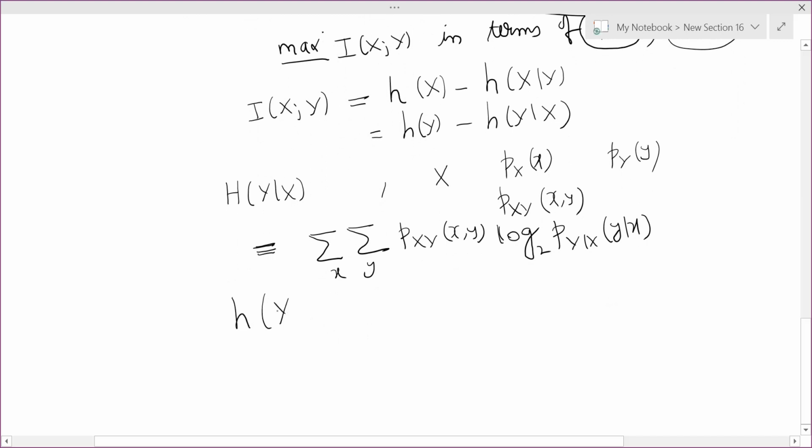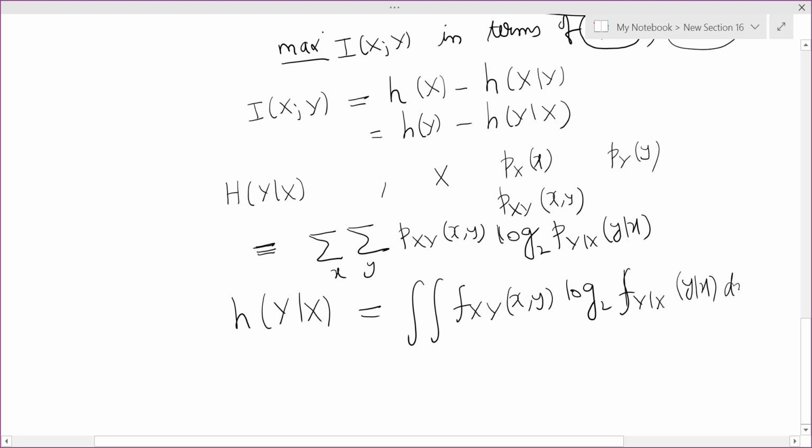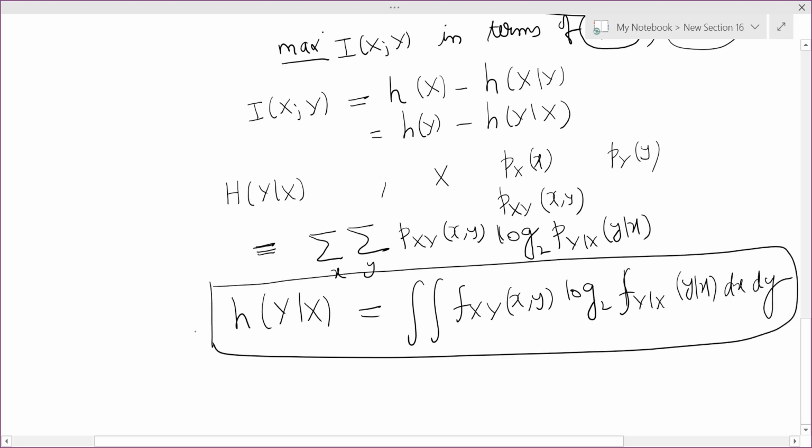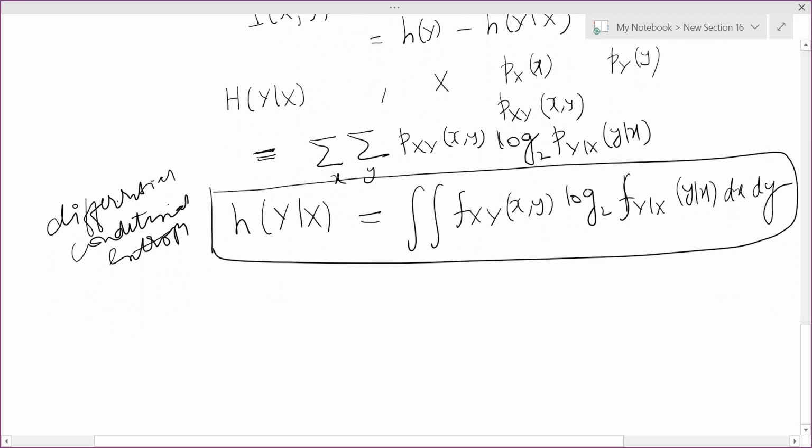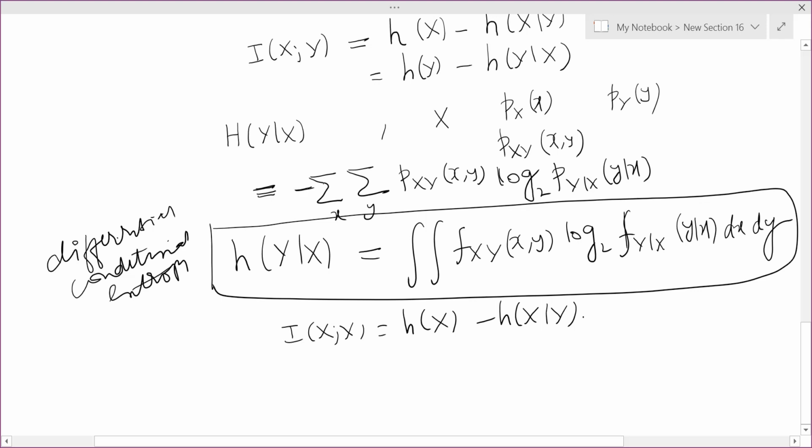Now in the continuous case, what will we do? As usual, change the summation to an integral. Instead of the joint PMF, we will have the joint PDF, the joint probability density function. Instead of the conditional PMF, we will have the conditional f_{Y|X}, and we will have dx dy. This will be the differential conditional entropy. So far so good. And you know that we can also write I(X;Y) as h(X) minus h(X given Y). Yes, there is a minus here, sorry.